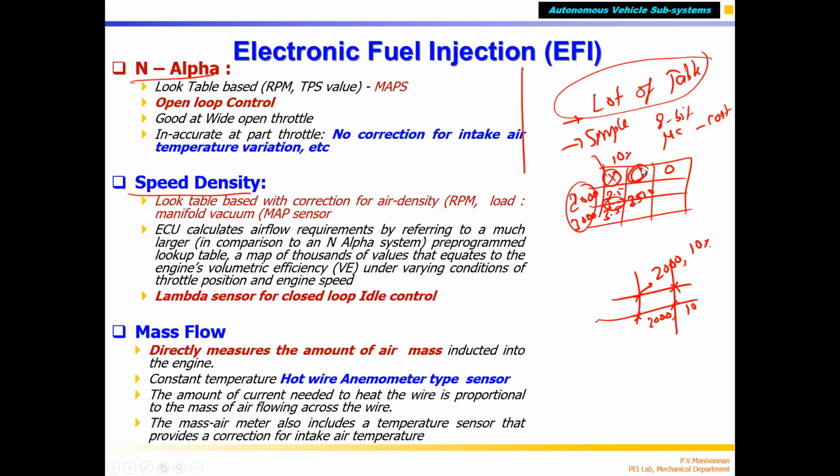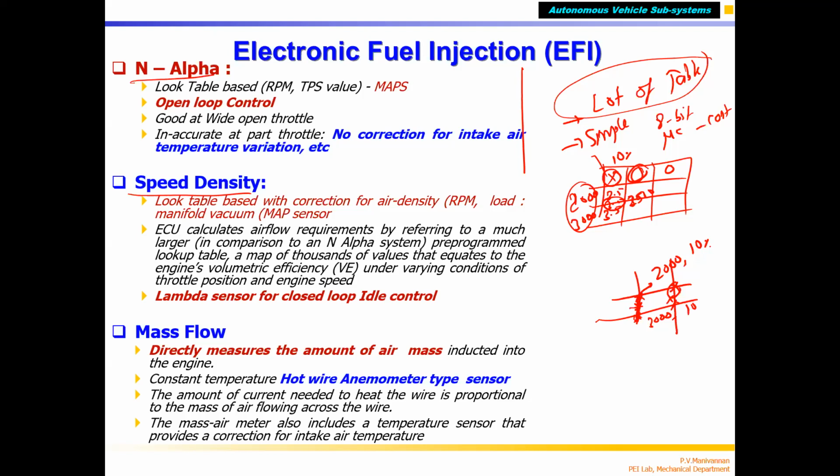If you go to an industry interview, don't get stunned if somebody asks, do you know grid point or lookup table? Grid point is the industry terminology. For in-between values, you have to interpolate, using linear interpolation. Otherwise, if you want very accurate control, you have to take more number of points, which is not possible. So the next method is what we call the speed density method.